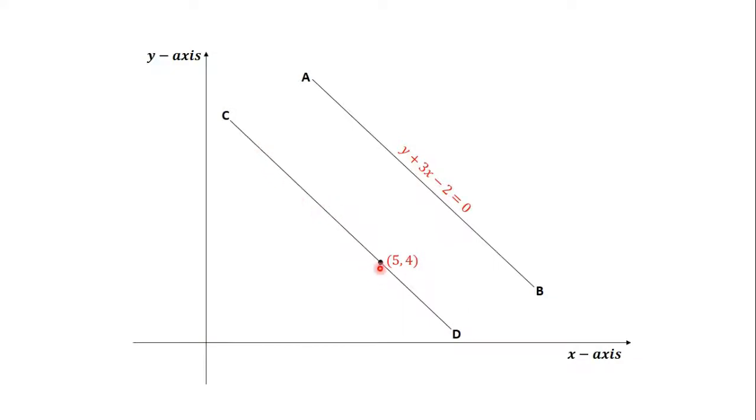So because this line that passes through the point (5, 4) is parallel to this line with equation y + 3x - 2 = 0, then the gradient of the line y + 3x - 2 = 0 will be the same as the gradient of the line that passes through the point (5, 4). So if we're able to find the gradient of the line with equation y + 3x - 2 = 0, it will be the same as the gradient of the line that passes through the point (5, 4). With the gradient and the point (5, 4), we can find the equation of this line. Now that we understand the question, let's go ahead with the solution.